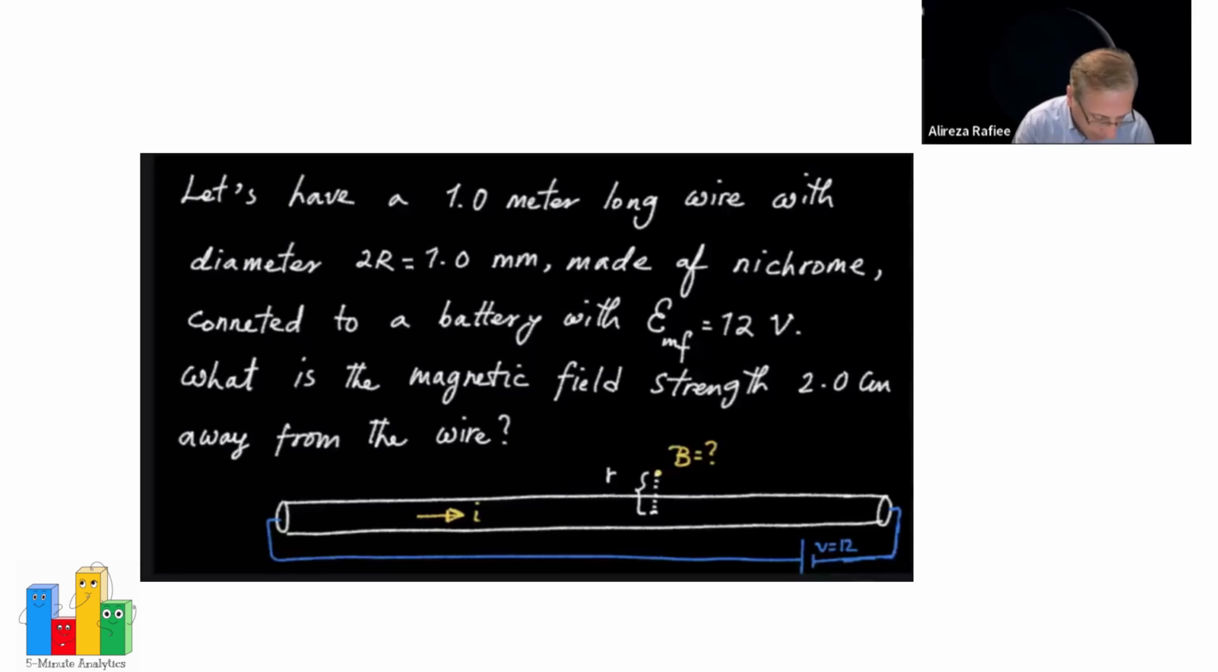Let's solve this problem about magnetic field around a wire. Let's have a 1 meter long wire with a diameter of about 1 millimeter. It's made of some elements called nichrome. You can find the resistivity of the nichrome from any table. It's connected to a battery with 12 volts of electromotive force. And we want to know what is the magnetic field about 2 centimeters away from the wire.